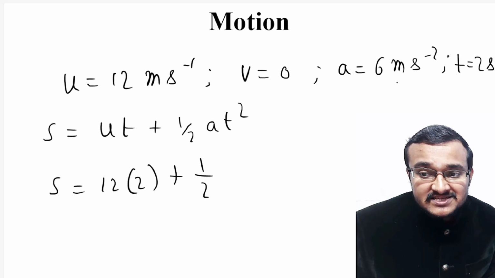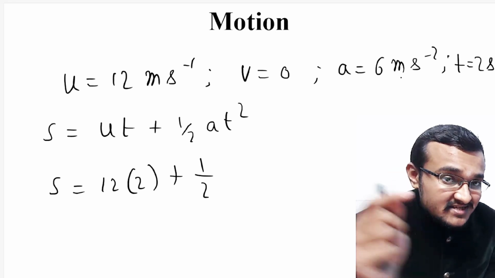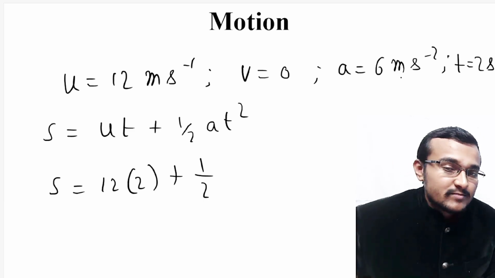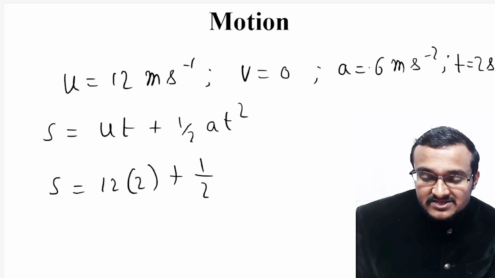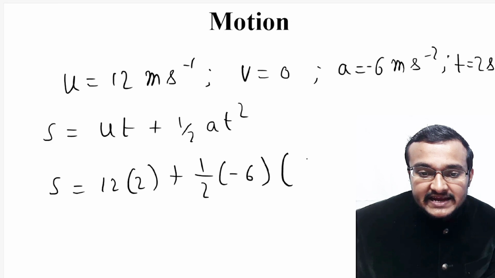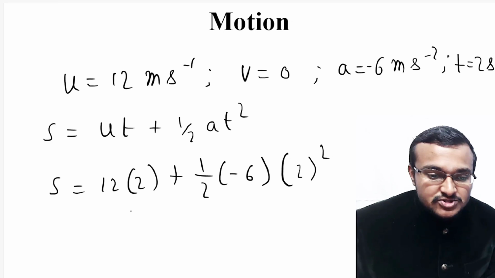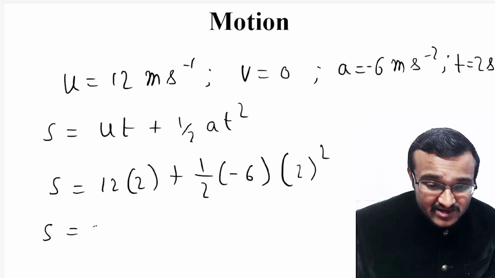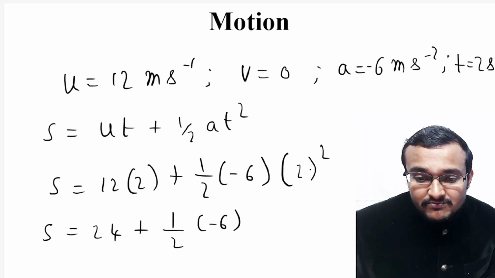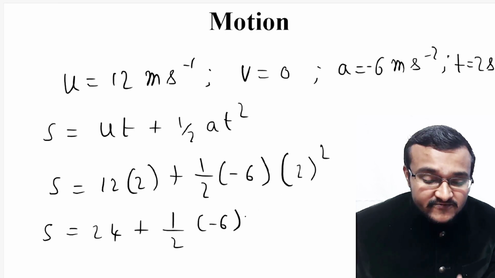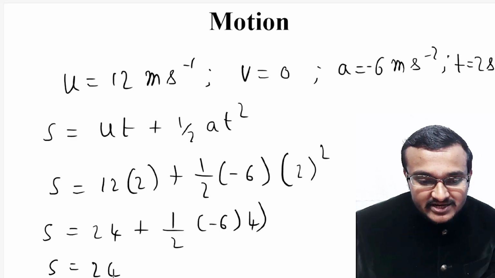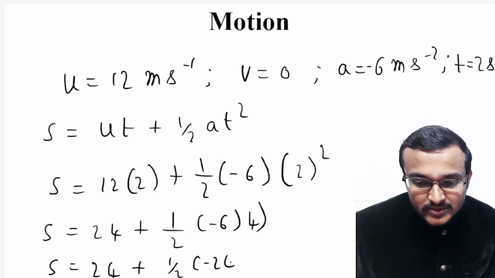So what is acceleration? Acceleration is 6 meter per second square, but this particular acceleration is in the opposite direction of the motion, because here you are applying brake to make that particular car come to rest. So that's why here in the acceleration we have to take minus 6 meter per second square. So in the place of acceleration I can take minus 6 into t square, so that is 2 square. So now S is equal to 12 into 2 will be 24, and 1 by 2 is there, minus 6 is there, into 2 square is there. So 2 2s are 4. So here minus 6 into 4 will be minus 24. So S is equal to 24 plus 1 by 2 into minus 24.